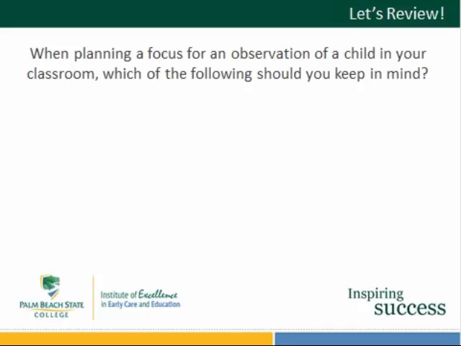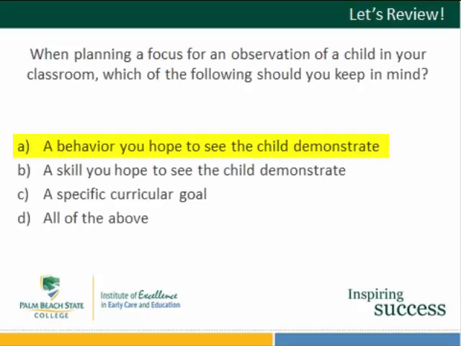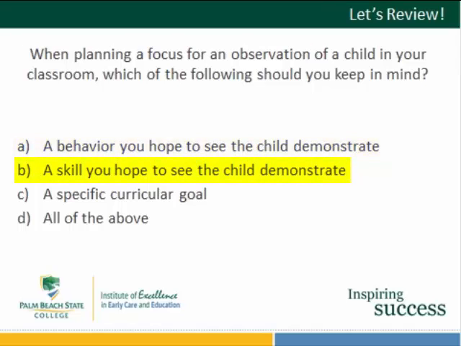Now it's quiz time. Your task is to choose the response that best answers the question below. When planning a focus for an observation of a child in your classroom, which of the following should you keep in mind? A, a behavior you hope to see the child demonstrate. B, a skill you hope to see the child demonstrate. C, a specific curricular goal. Or D, all of the above.